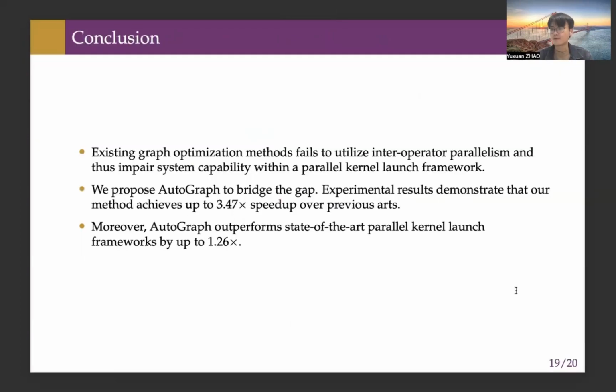Existing graph optimization methods fail to utilize inter-operator parallelism and thus impair system capability within a parallel kernel launch framework. We propose AutoGraph to bridge the gap, leveraging customized cost function and accurate runtime information. Our method achieves up to 3.47 times speed up over previous works. Moreover, AutoGraph outperforms state-of-the-art parallel kernel launch frameworks by up to 1.26 times.